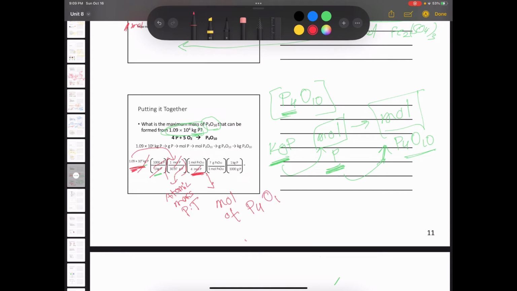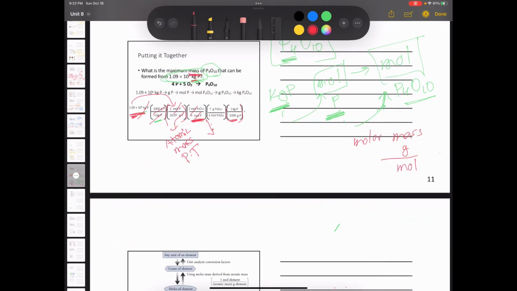So up to this point here, I have moles of tetraphosphorus pentaoxide. But now my question is about the maximum mass of the tetraphosphorus decaoxide. What I need to do now is convert the mole into gram. Well, how do I convert between moles to gram? Answer, molar mass. I need to calculate the molar mass for the phosphorus oxide. How do we calculate the molar mass for P4O10?